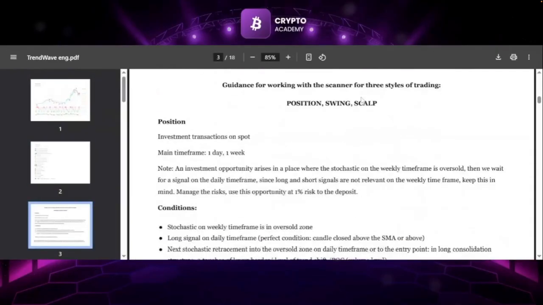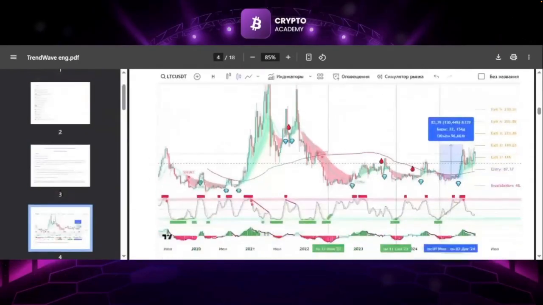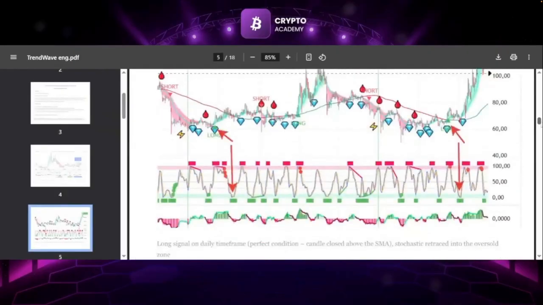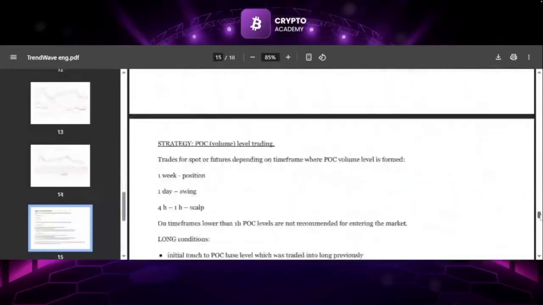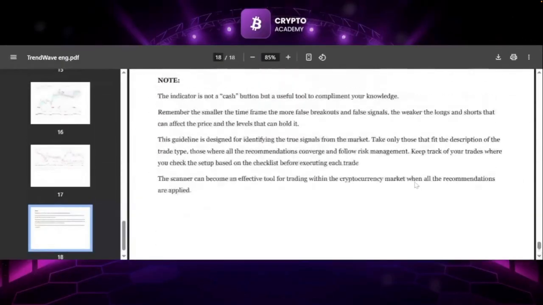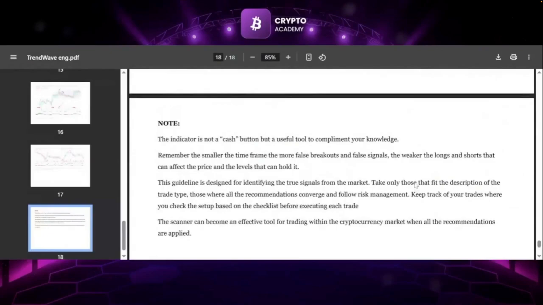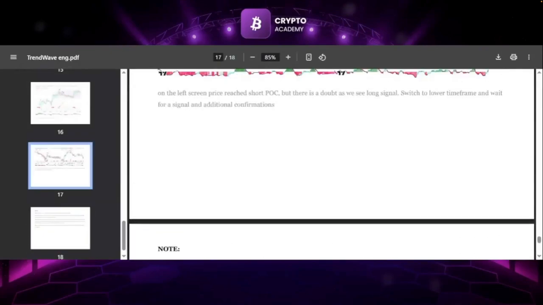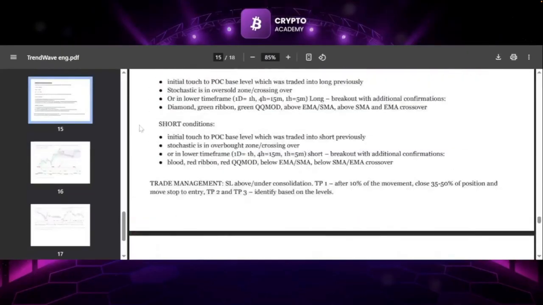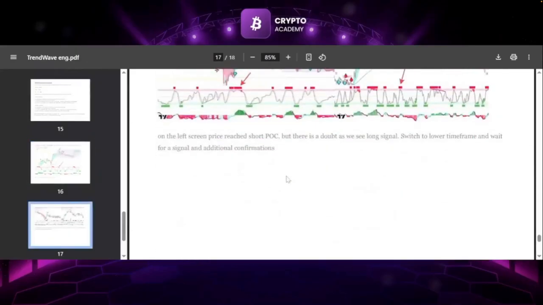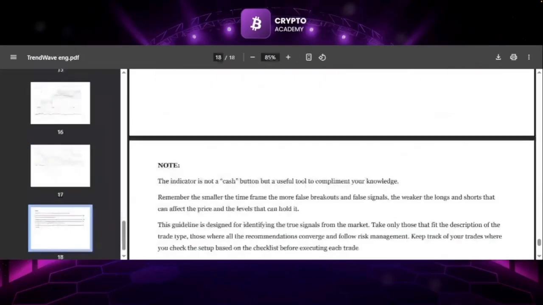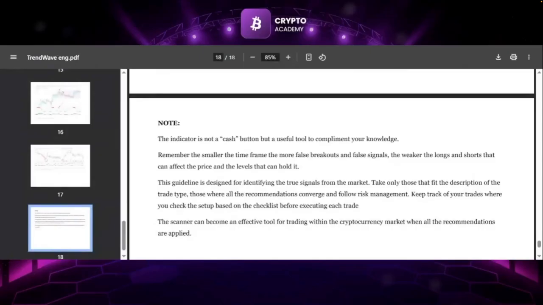Please follow the instructions when working with the scanner. We'll discuss the strategies described here on the next trainings. Make sure you start a trade journal with a checklist of conditions specified in instruction. Set the parameters in advance, follow risk management rules, and do not take too many trades at once.